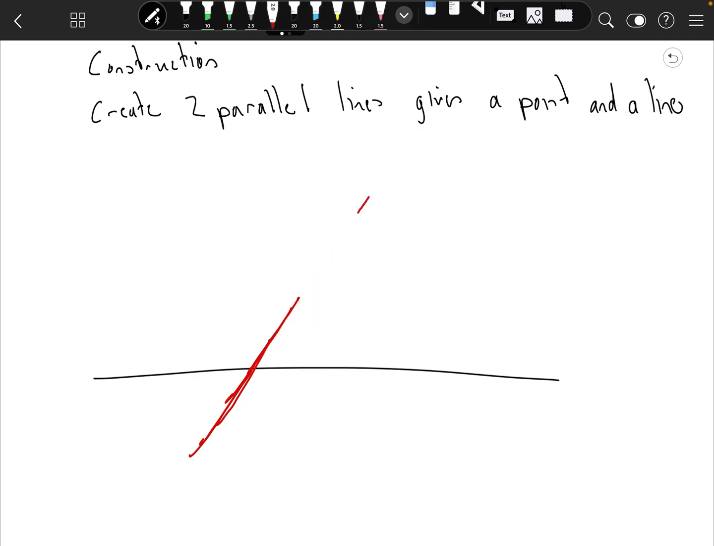Oops, let's try it again. Let's just start with the point right there, and let's go red line, something like that, and let's clean up the mess. Okay, so there we have it. We have a point and a line, and we made a transversal. Now, you'll notice that we've made an angle with the red line and the black line. So we're going to copy that angle. The vertex of our new angle is going to be right where the point is.